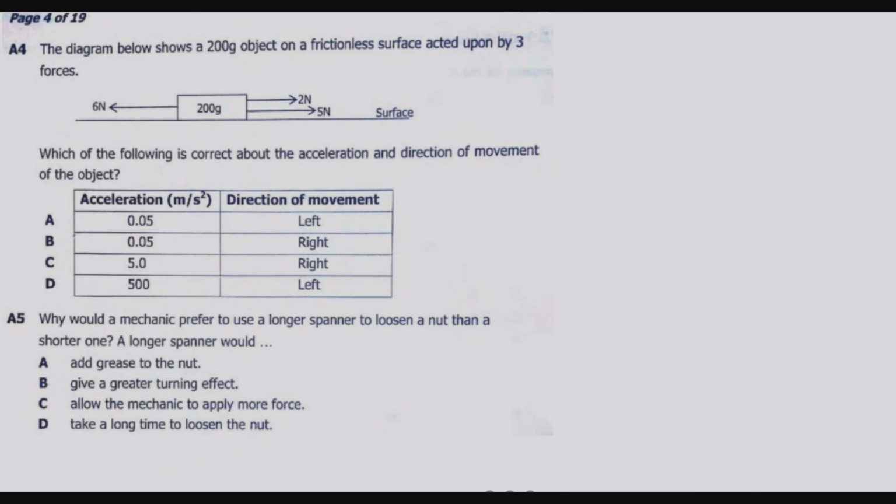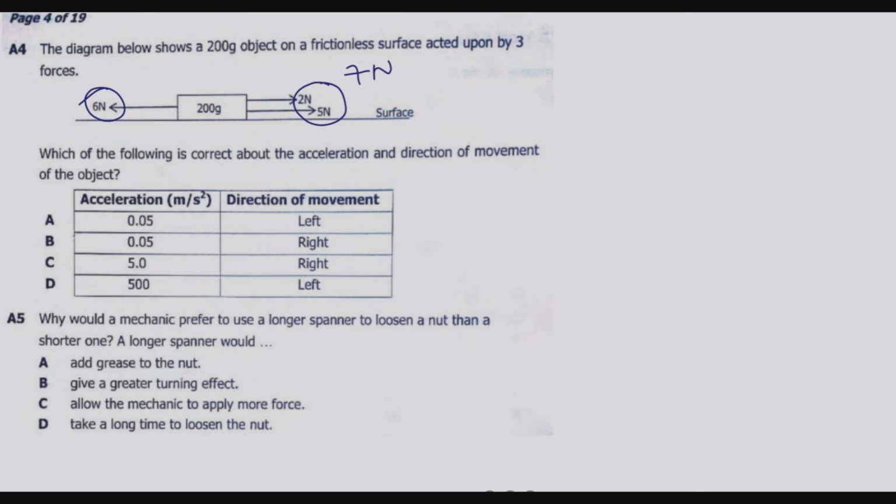We move to question 4. The diagram below shows a 200-gram object on a frictionless surface acted upon by 3 forces. Which of the following is correct about the acceleration and direction of movement of the object? So we know this combined is basically 6. Then we need to add this to it, we end up with 7 Newton. So we need to find the resultant force.